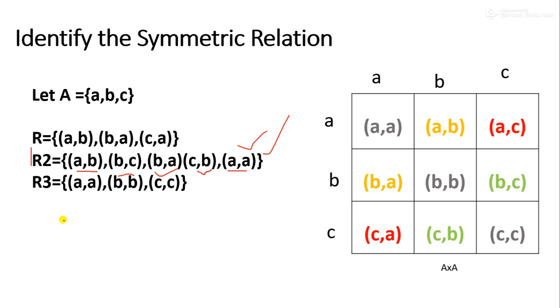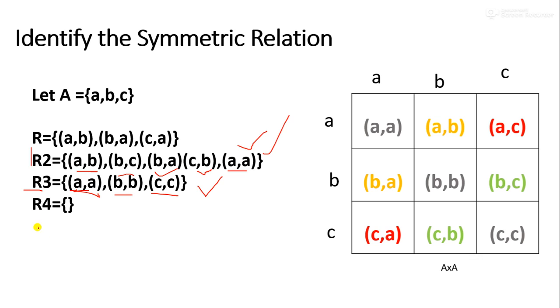Now we have another relation R3, which contains three elements: AA, BB and CC. AA is the symmetry of itself, BB is the symmetry of itself, and CC is the symmetry of itself. Therefore this relation R3 is also a symmetric relation.